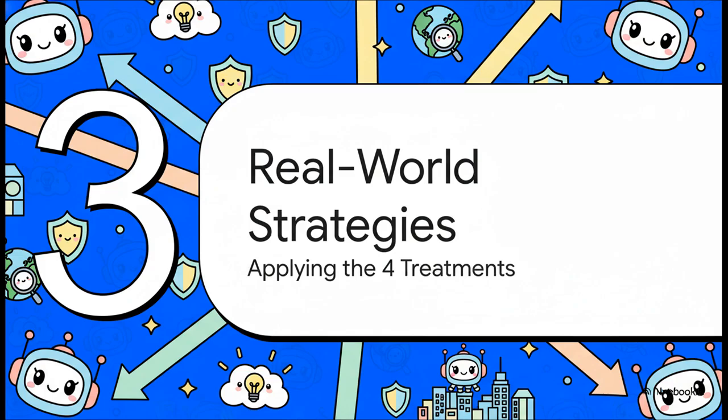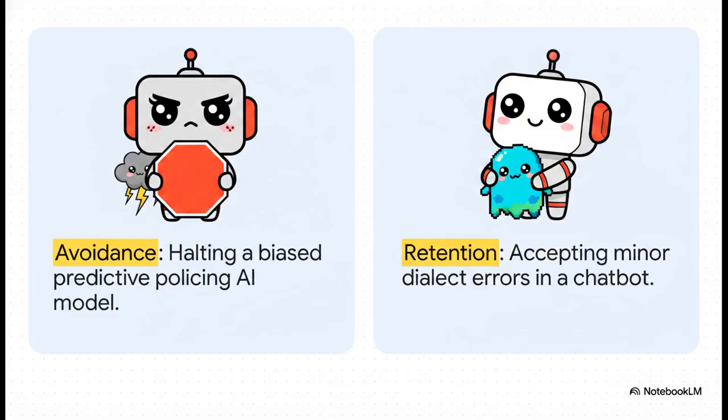Section 3, real-world AI strategies, applying the 4 treatments. Theory is great and all, but let's contrast the extremes to see how this works in the wild. On one extreme, we have risk avoidance. Imagine a tech firm is developing a predictive policing system. During their assessment, they flag some severe legal concerns regarding racial bias, not to mention the potential for massive societal backlash. The absolutely correct treatment here, risk avoidance. They document a formal decision to halt deployment entirely because that risk is just radioactive. It's way too great.